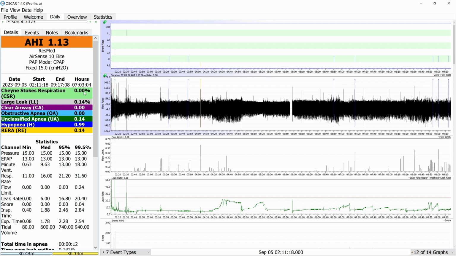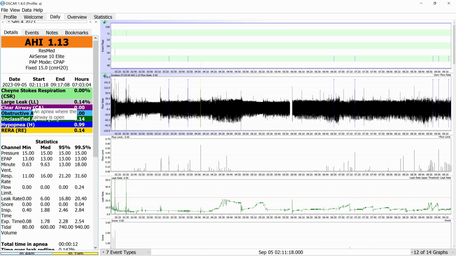Cheyne-Stokes respiration, percentage of the night, large leak. Different machines are going to have different definitions of what's considered a large leak. For my machine, it's 24 liters per minute, which you can see in this leak graph as this red line. Anything above that red line, they're going to consider as time above the large leak. So if you look here, 0.14% of the entire night was spent above the large leak line.